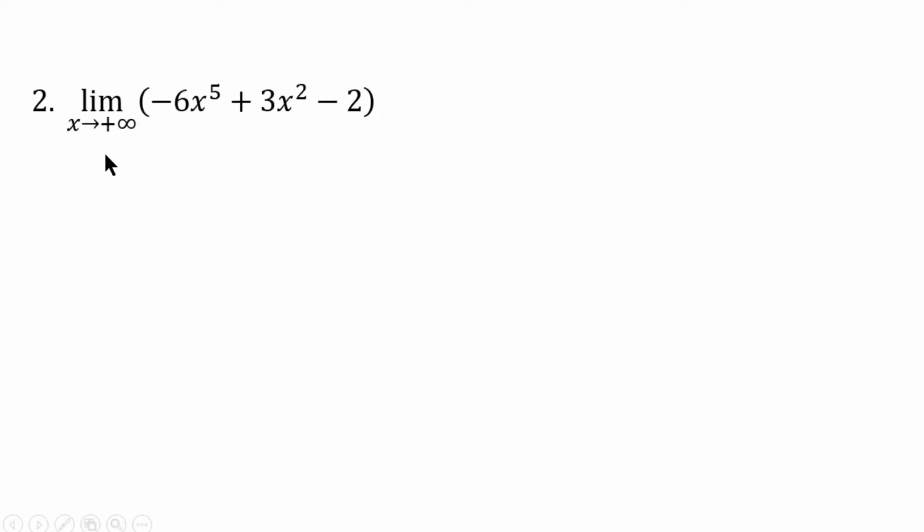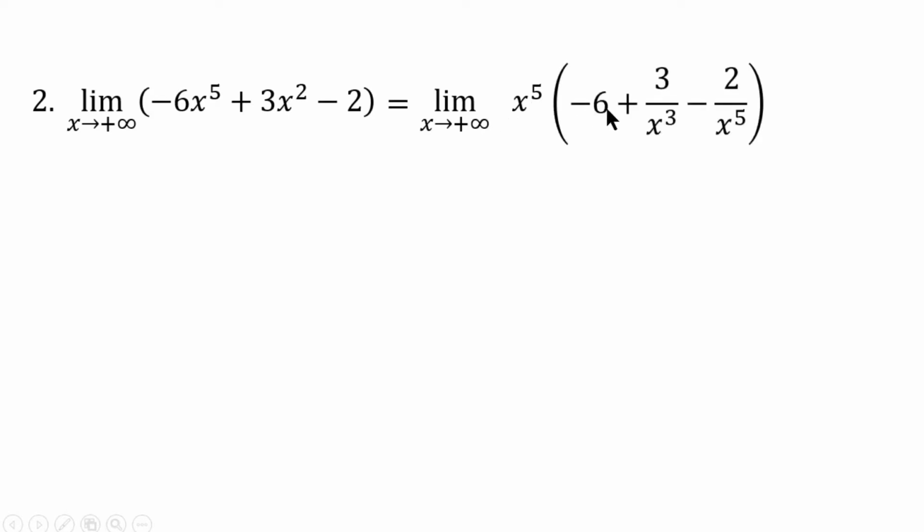Number 2. Find the limit as x approaches positive infinity of negative 6x raised to 5 plus 3x squared minus 2. Since the given is a polynomial function and we are evaluating the limit as x approaches positive infinity, we need to factor out the highest variable in the given function. In this case, we should factor out x raised to 5. And this will become the limit as x approaches positive infinity of x raised to 5 times negative 6 plus 3 over x cubed minus 2 over x raised to 5.